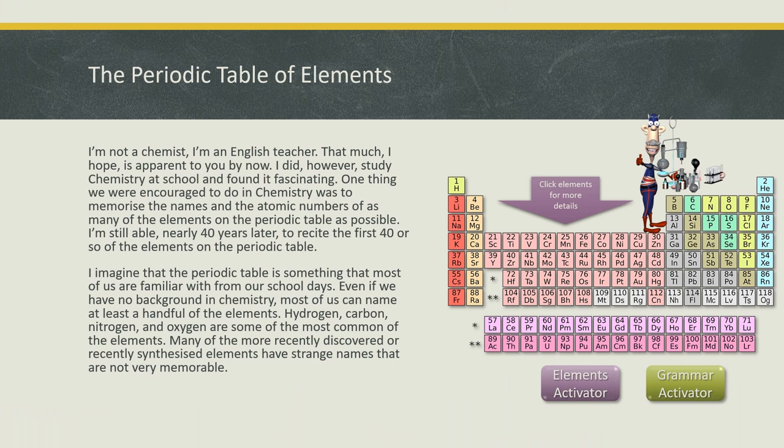I imagine that the periodic table is something that most of us are familiar with from our school days. Even if we have no background in chemistry, most of us can name at least a handful of the elements. Hydrogen, carbon, nitrogen, and oxygen are some of the most common of the elements. Many of the more recently discovered or recently synthesized elements have strange names that are not very memorable.